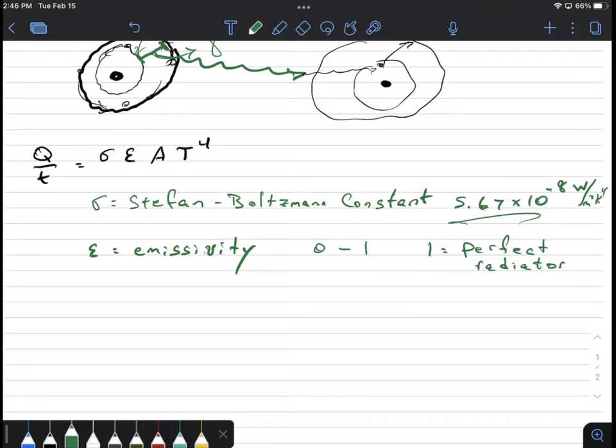All right, the next, A. This is, of course, the area, but this time it's the surface area.